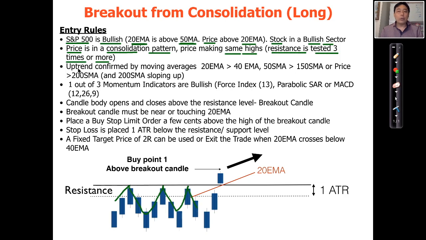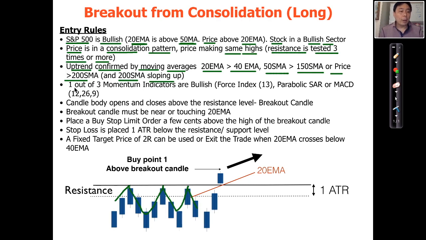Next, we also want to ensure that upon the breakout, the uptrend is confirmed by the moving averages. So the 20 EMA must be above the 40 EMA. And the 50 simple moving average should be above the 150 simple moving average. Or the price of the stock should be above the 200 simple moving average. And the 200 simple moving average must also be sloping upwards. That is also an indication of a medium-term uptrend.